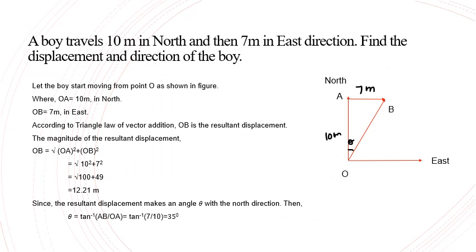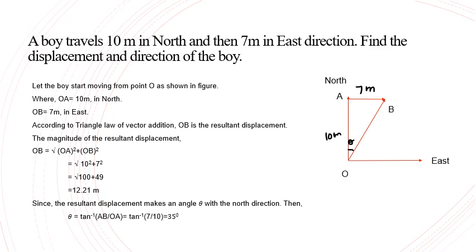Okay students, we'll see a small numerical. A boy travels 10 meters in north and then 7 meters in east direction. Find the displacement and direction of the boy. Okay, shall we do this?